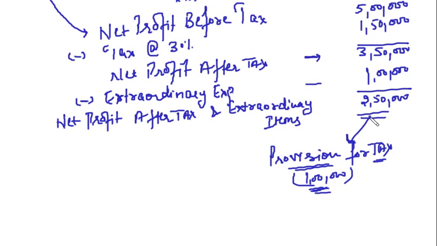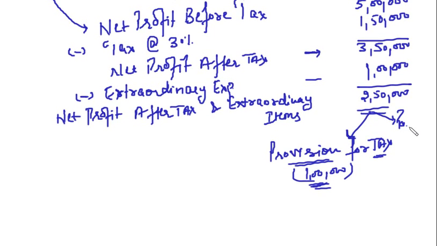So this way there can be many things that they can use 2,50,000 for. Like for provision for tax, this can be used for paying dividend to shareholders. Dividend is paid to shareholders. So this money can be used for paying dividend to shareholders. Right?